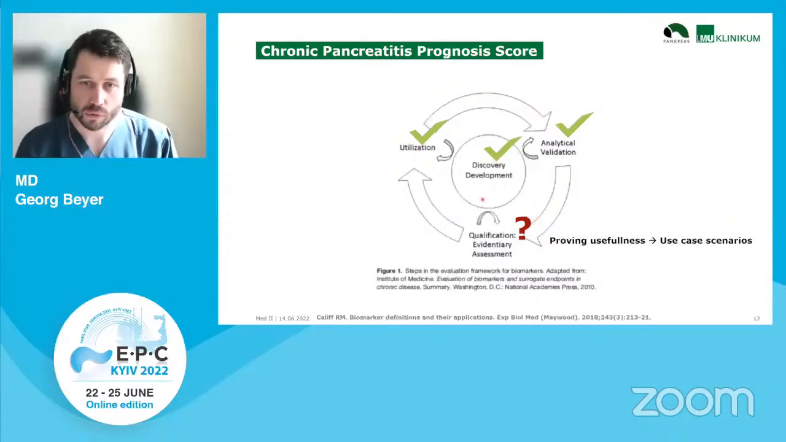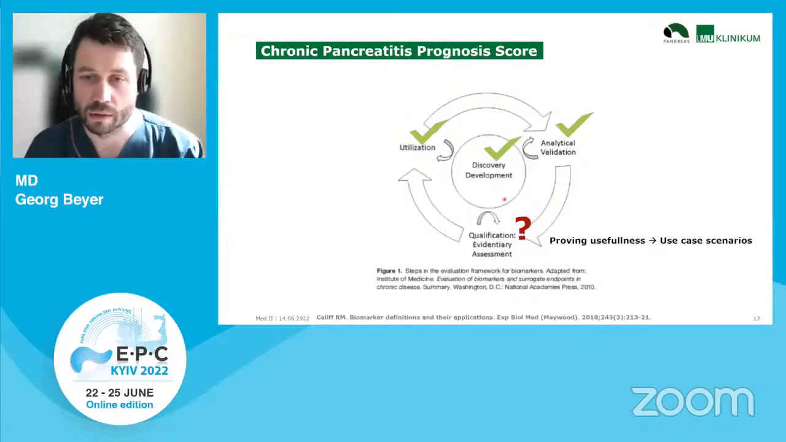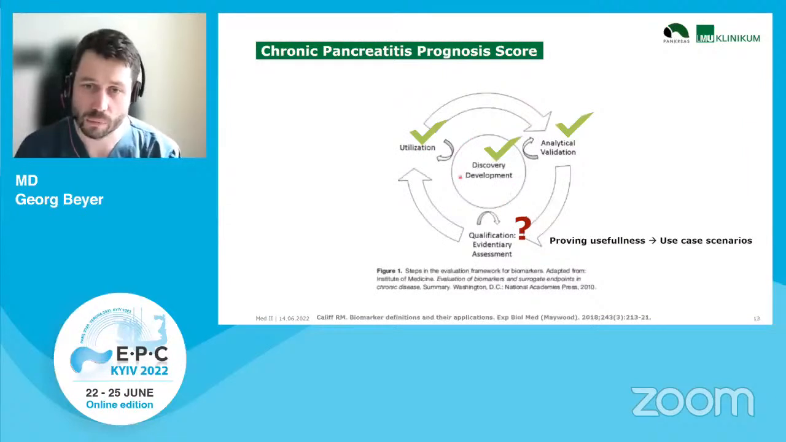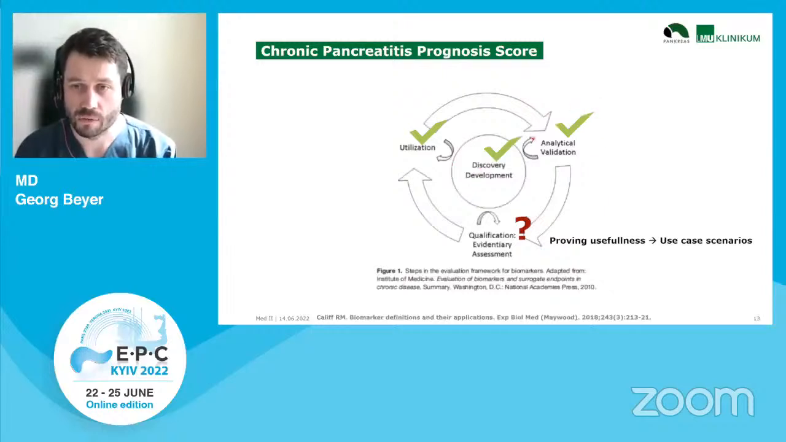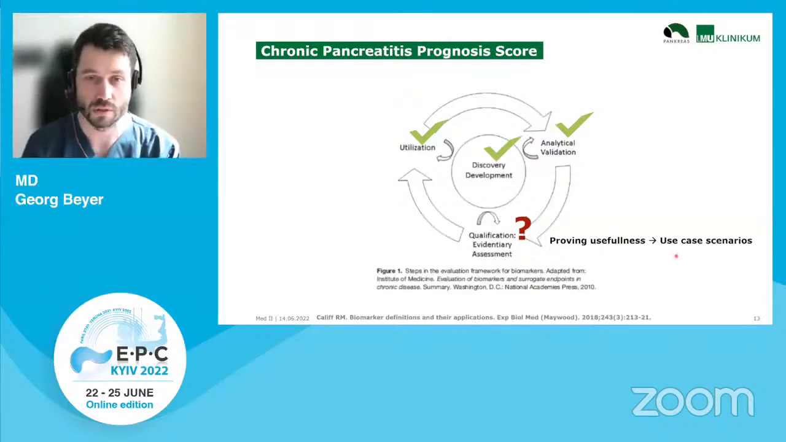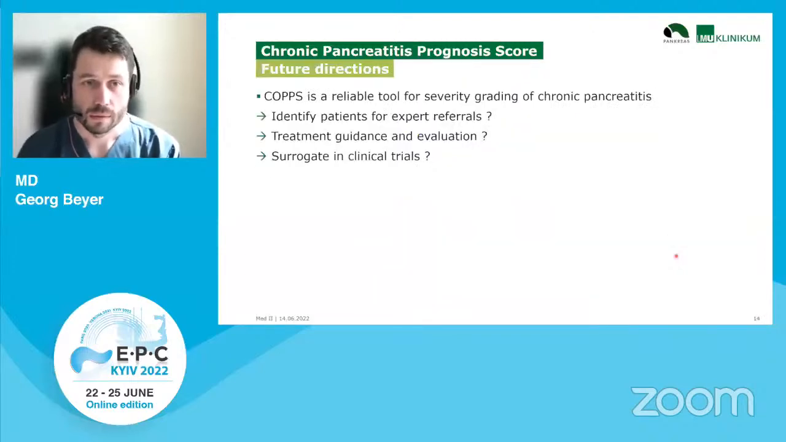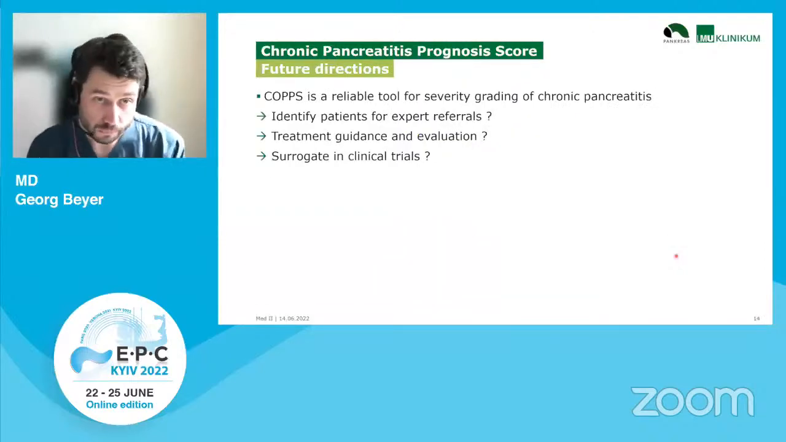So therefore, if we go back to our chart, with COPS, we are in a different situation. We've, again, completed discovery and development. We have now validated it analytically. And the next point, obviously, to be answered is that we have to prove its usefulness. And this can only be done in use case scenarios. So what are those use case scenarios?